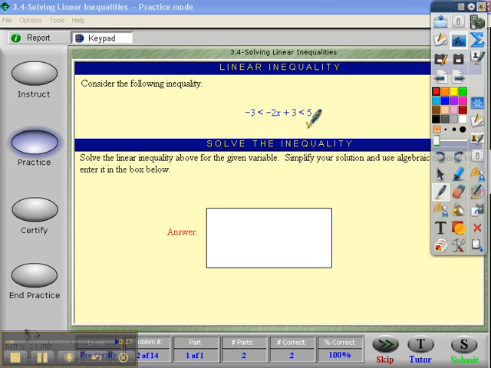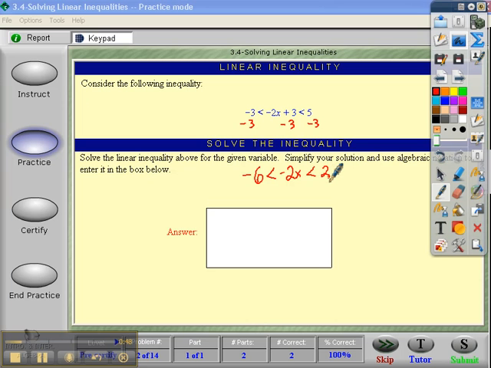So I'm still going to try to get my x by itself, so I have to get rid of the 3. So I'm going to subtract 3. But I actually have three areas that I have to do that. I have to do it over here, and I have to do it over here as well. So negative 3 minus 3 is going to be a negative 6, less than negative 2x, less than 2.